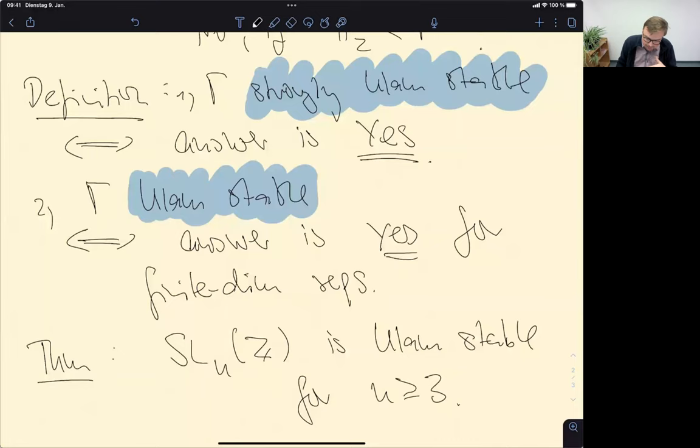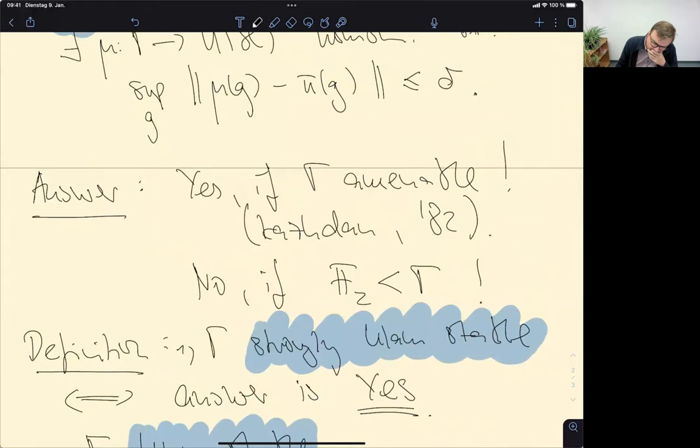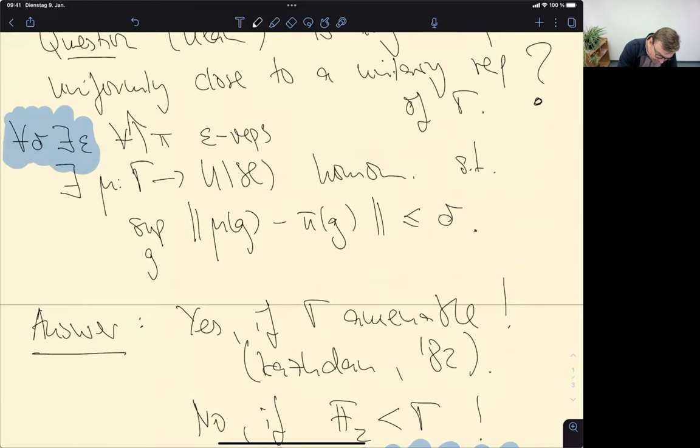But there are also some things about this strong Ulam stability which I find quite interesting, because somehow you get a numerical invariant for any group by studying this strong Ulam stability, or, if you want, the failure of it. And I want to define this before I go to this question of Ulam stability. I want to say a few words about this numerical invariant. The numerical invariant is exactly measuring this dependence that I have mentioned here of epsilon and delta, how they depend on each other.